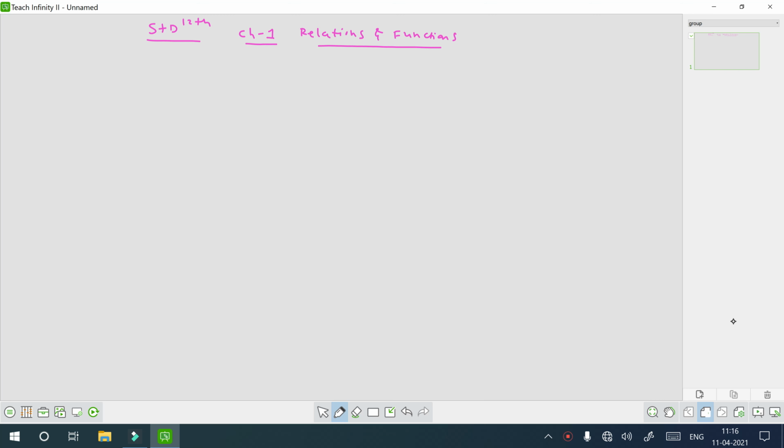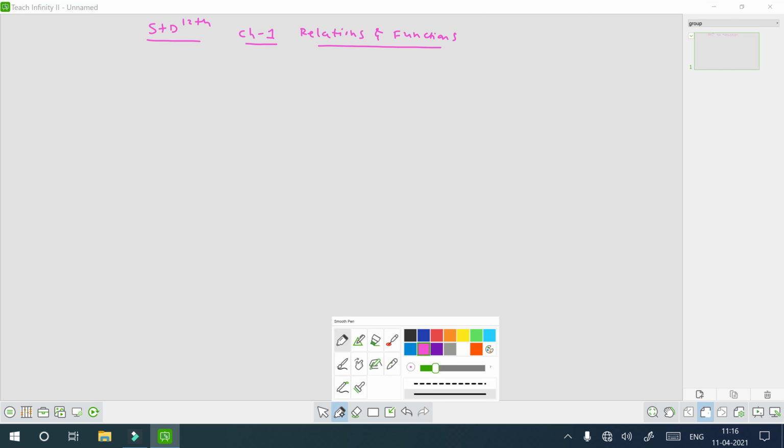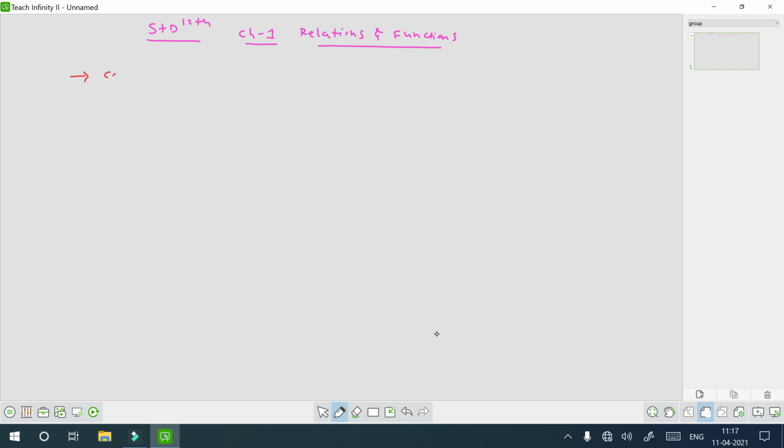In 11th standard, you already studied the definition of Cartesian product of two sets as well as relation. In 12th, we have to see in details. Let us recall that concept from 11th. Cartesian product of two sets. How to define a Cartesian product of two sets?